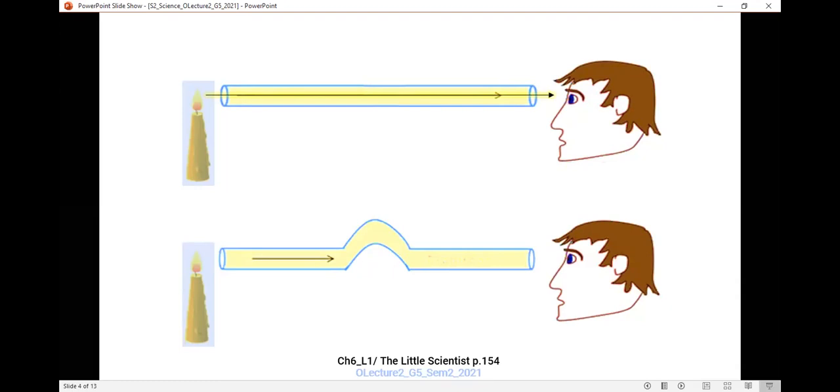In the second cylinder, is the light blocked by anything? Yes, by the curve. So it's blocked by this curved space in the cylinder. The light is blocked. The man cannot see. It's only this boy that can see the light since he is looking through a straight cylinder.